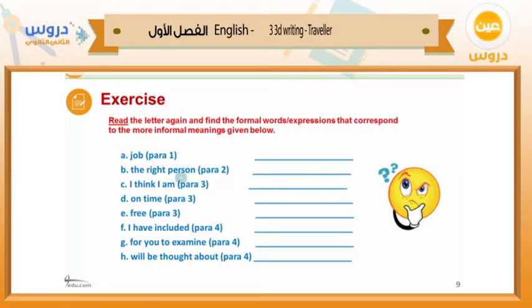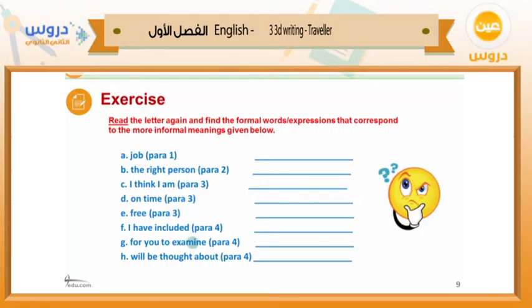Or you may not use the right person. You can say, I'm suitable, okay? And you may not say, I think I am. You can choose another way. On time, you can say maybe punctual. Punctual means on time. Free, you can use another word. I have included, you can say I have enclosed. I have attached. Some very good words.